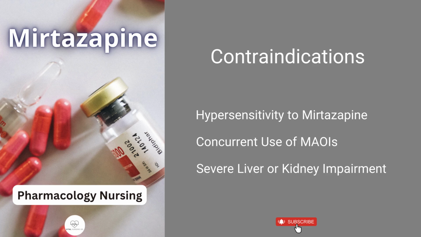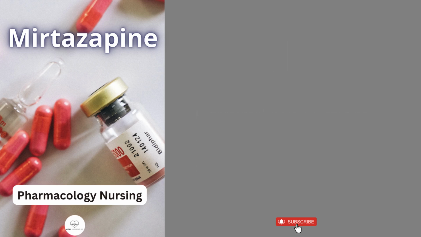Hypersensitivity to mirtazapine. Assess for any history of allergic reactions to the drug. Concurrent use of MAOIs. Patients should wait at least 14 days after stopping monoamine oxidase inhibitors before starting mirtazapine due to the risk of serotonin syndrome. Severe liver or kidney impairment. Use with caution as the drug is metabolized by the liver and excreted by the kidneys.